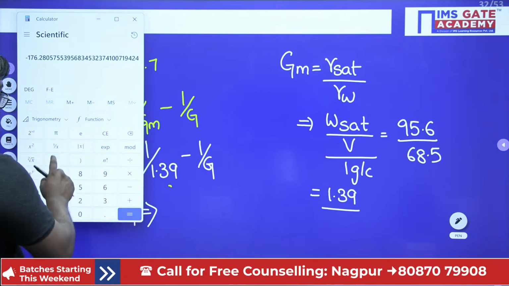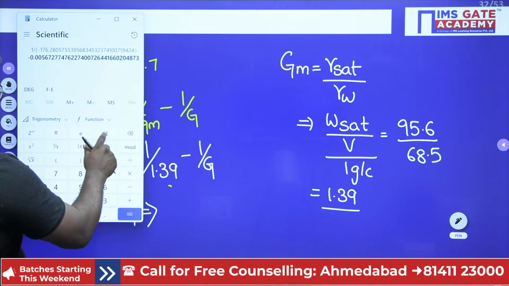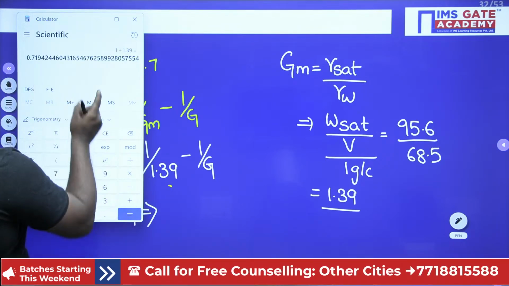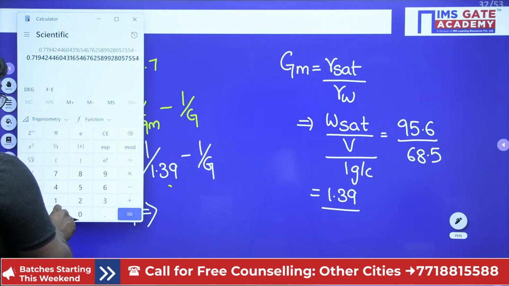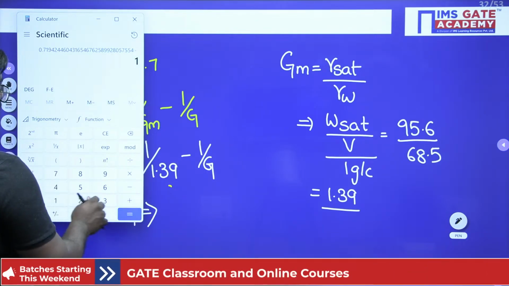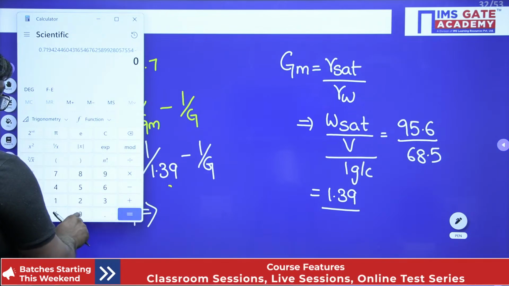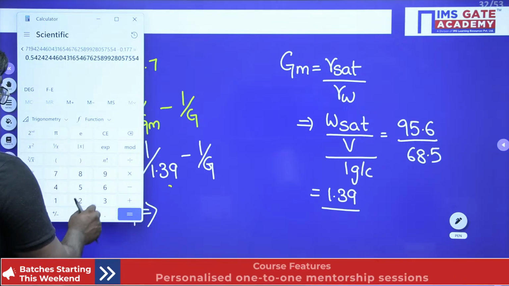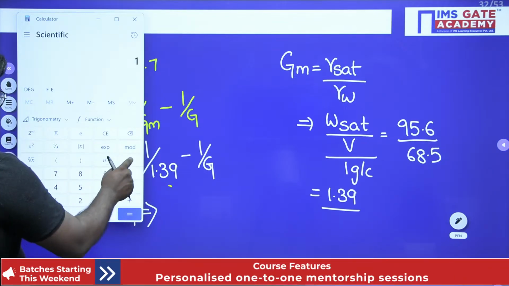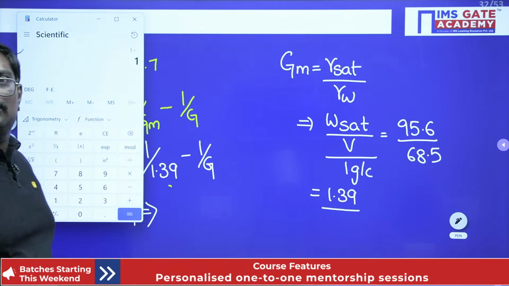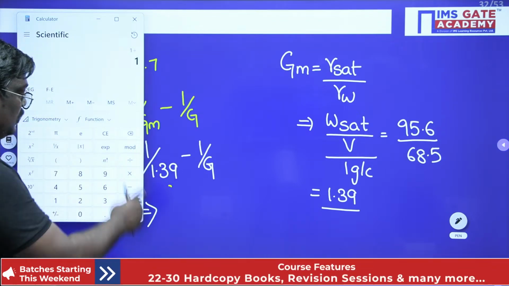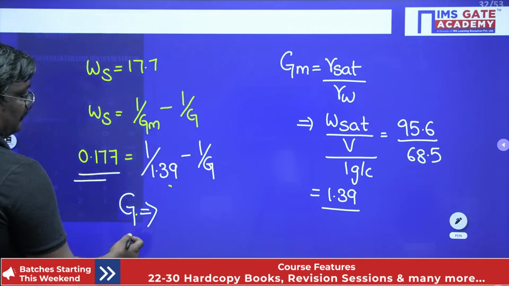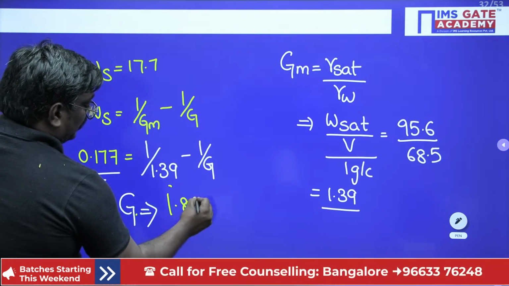How much value did you get, sir? 1 divided by 1.39, that is 0.719, right? Minus 0.177. So, 1 divided by, how much value did you get? 0.54, sir. You will get 0.54. 1 divided by 0.54 will be around 1.85. It will be equal to 1.85.